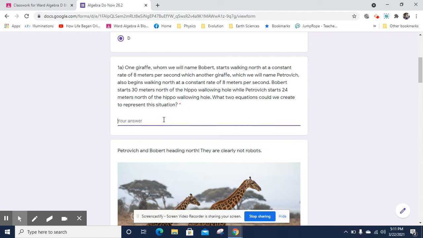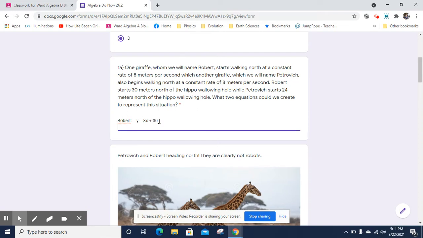Okay, so here we go. This is going to be Bobbert. Bobbert's equation is going to be, and so this is a rate and a starting point. So this is a great slope-intercept form situation. y equals 8x plus 30. So 8 meters per second plus 30 meters starting place.